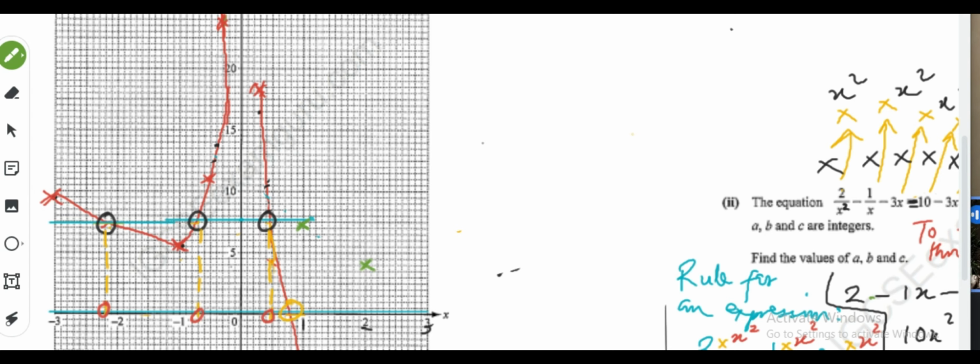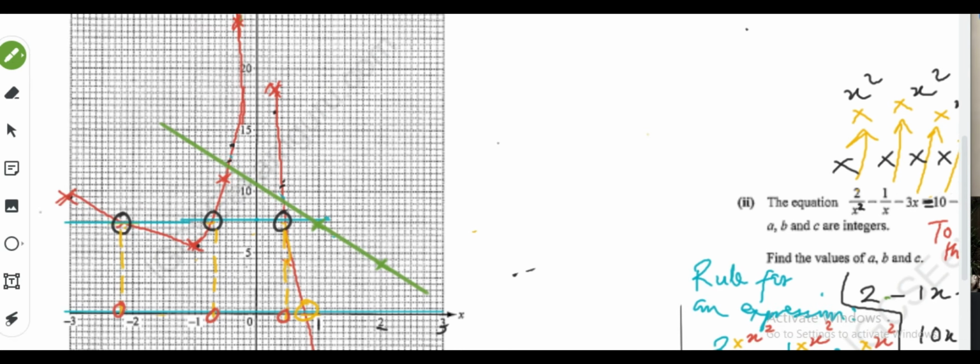We plotted the 2 points. So what do we do? We join them, isn't it? That's that. By the way, this line is the line of y equal to 10 minus 3x.